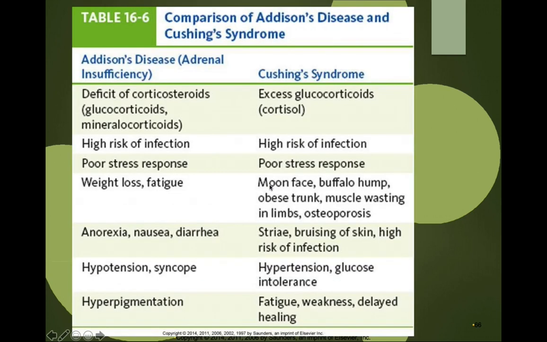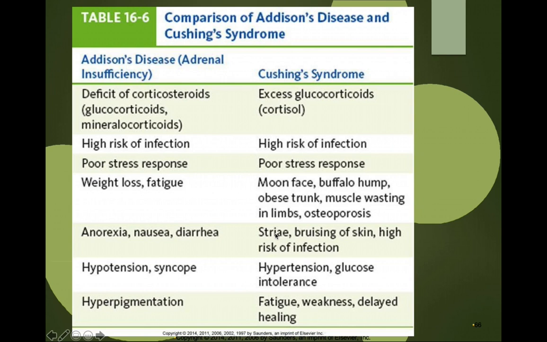Okay. This compares both Addison's to Cushing's. So Addison's, you have the deficit of the corticosteroids, and in Cushing's, you have the increased cortisol. There's high risk of infections to both. There's poor stress response in both. With Addison's, there's weight loss and fatigue. With Cushing's, right, that's the moon face, the buffalo hump, the trunk is obese, you get the thinner limbs, osteoporosis. So here you have thickening of the entire body with the exception of the limbs, and with Addison's, weight loss.